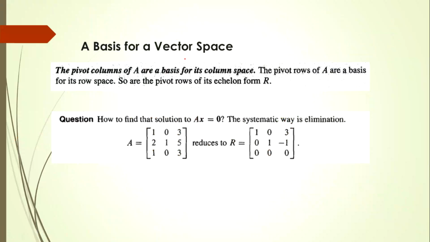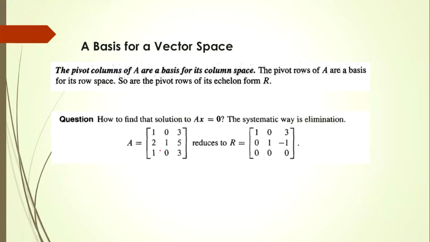A basis for vector space. The pivot columns of A are a basis for its column space. The pivot rows of A are a basis for its row space. So are the pivot rows of its echelon form R. So be careful. Here we said the pivot columns of A are a basis for its column space. They are not the full space of any Rn.